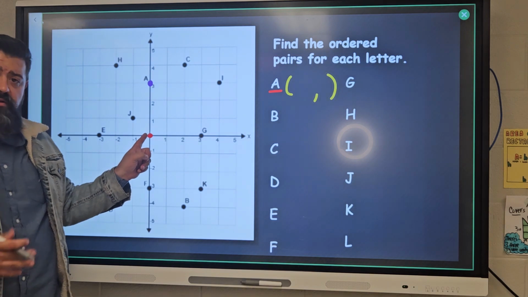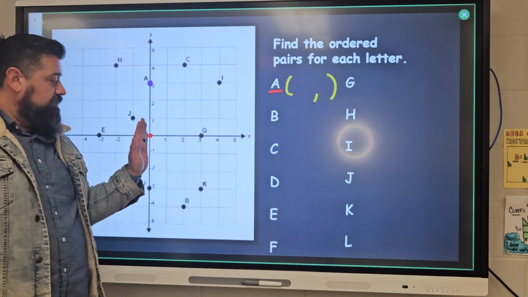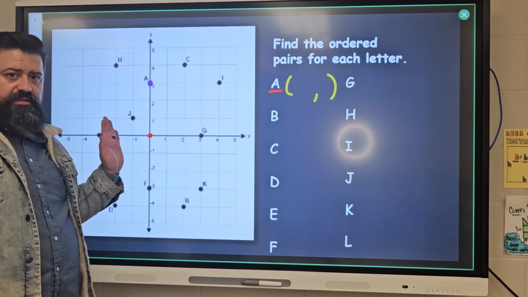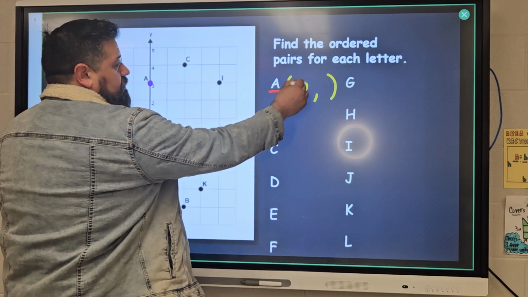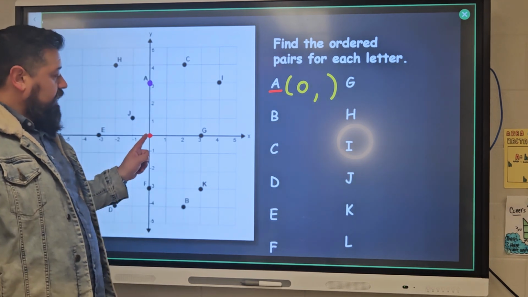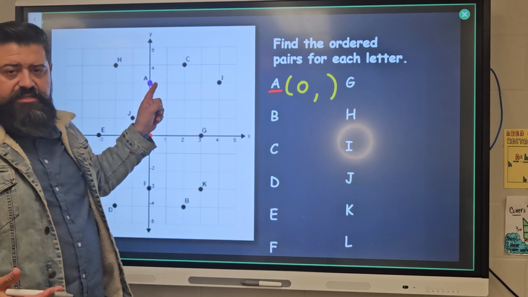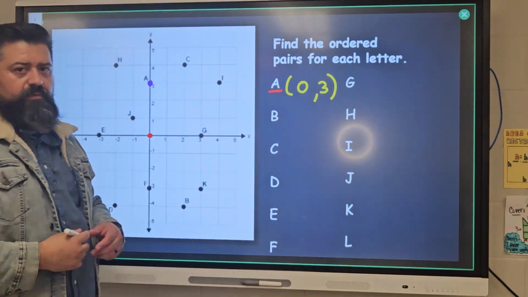So I'm going to start at the origin right here. In order to get to point A, you are not going to go to the right and you're not going to go to the left. You're actually moving 0 spaces. So your first number is going to be a 0. To get to A, I do need to go up, right? I need to go up 3 units, and it's a positive because you went up. So that's the ordered pair for A.